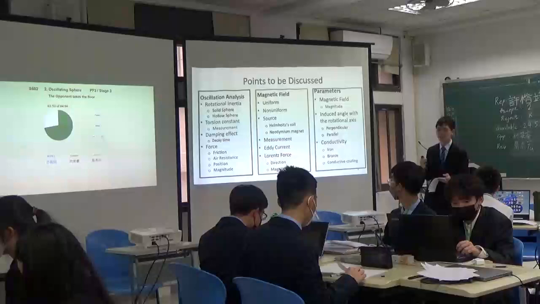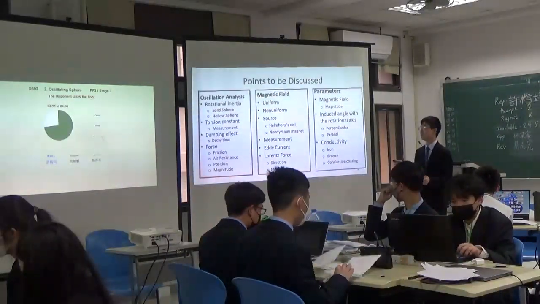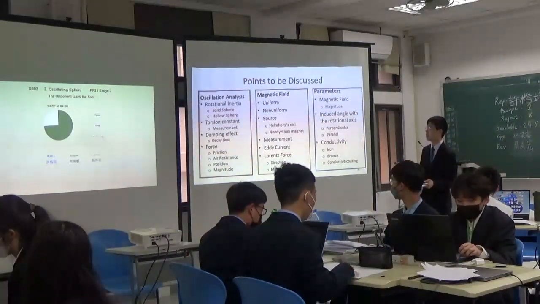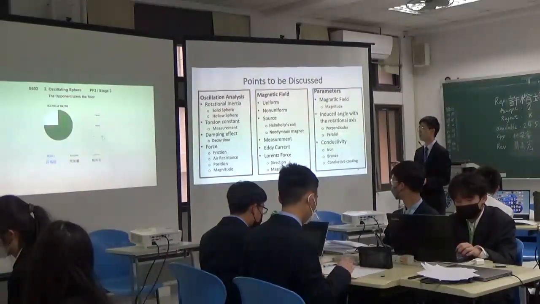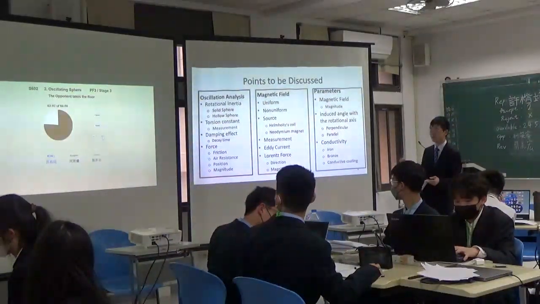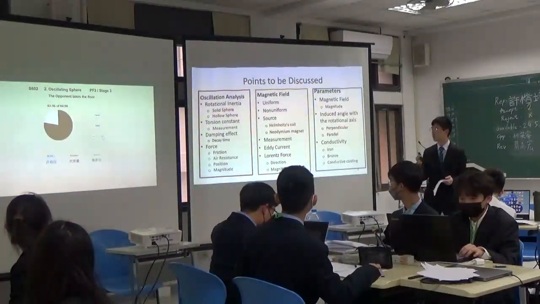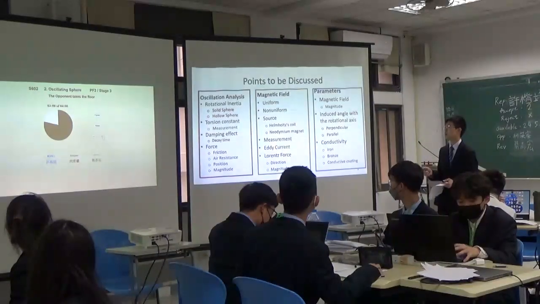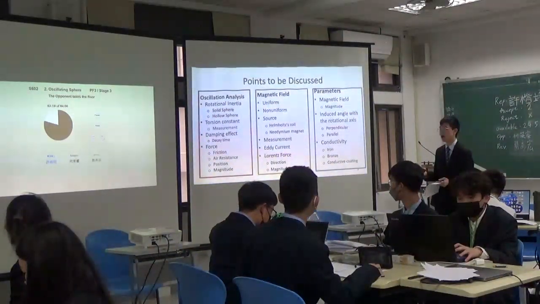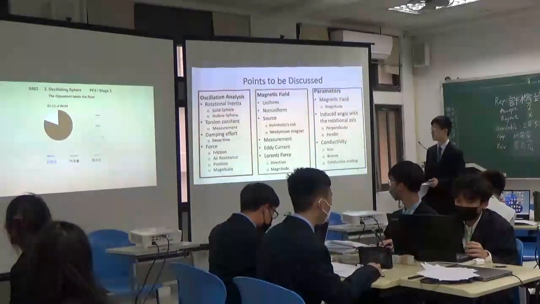I believe that magnetic field can be separated into uniform or non-uniform magnetic field. Well, in his experiment, he's using a Helmholtz coil to provide a uniform magnetic field. But I also want to discuss if a neodymium magnet is beside the sphere, it causes a non-uniform magnetic field, and how would it affect the experiment result.